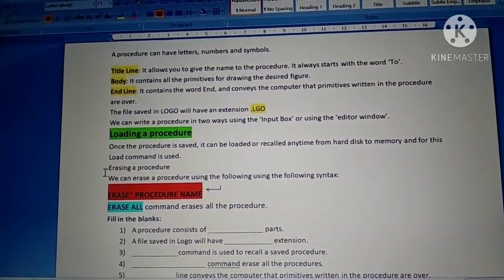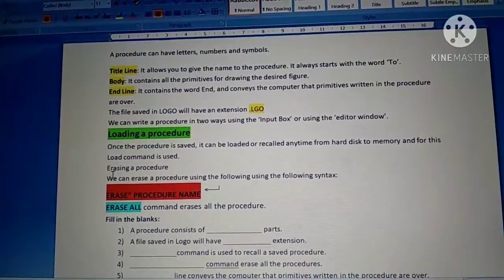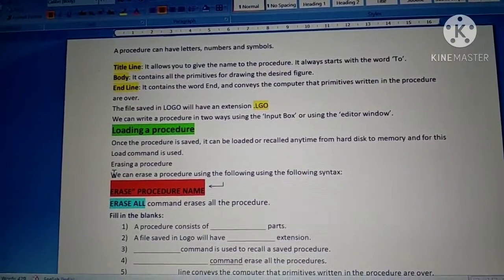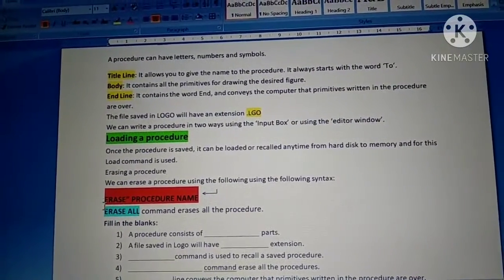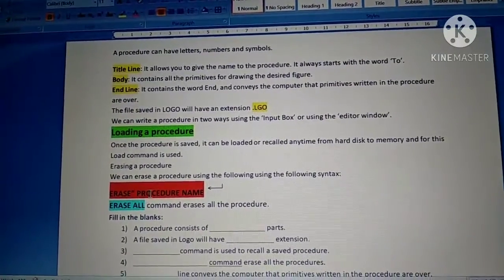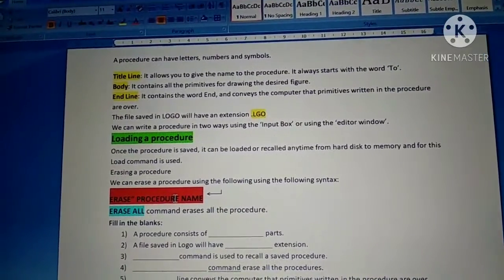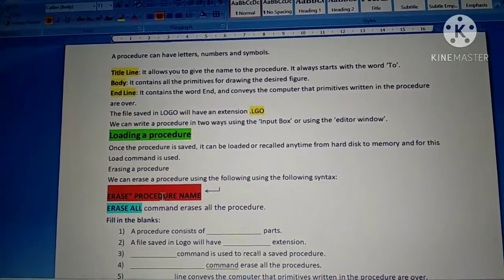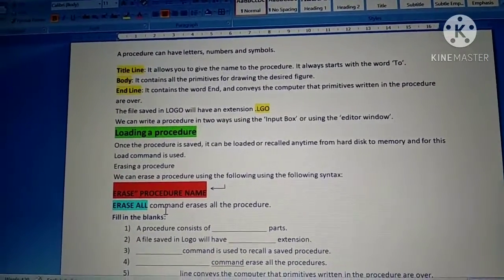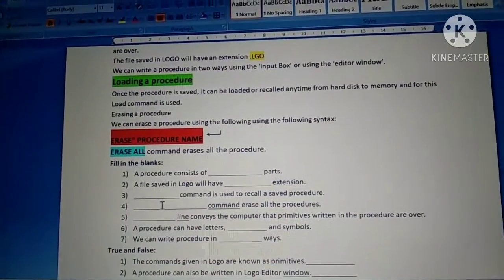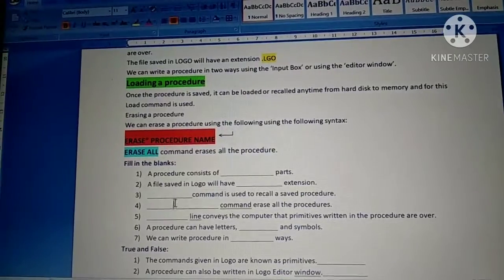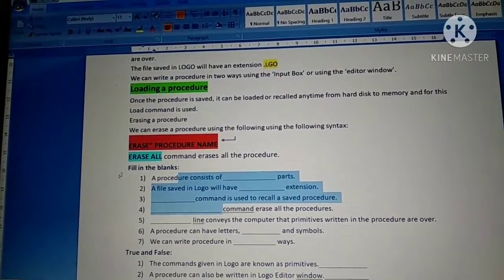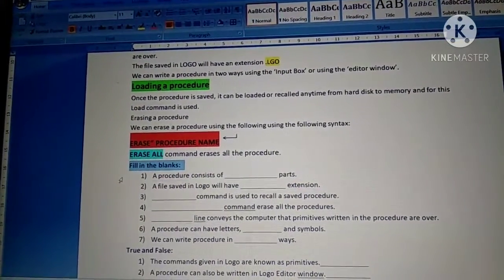Next is erasing a procedure. Erasing a procedure means to erase it from the memory of the computer. For this we will use erase, double quotes and procedure name. This is also very important. Next is erase all. The erase all command erases all the procedures. There is one more command, erase all, which erases all the procedures completely.